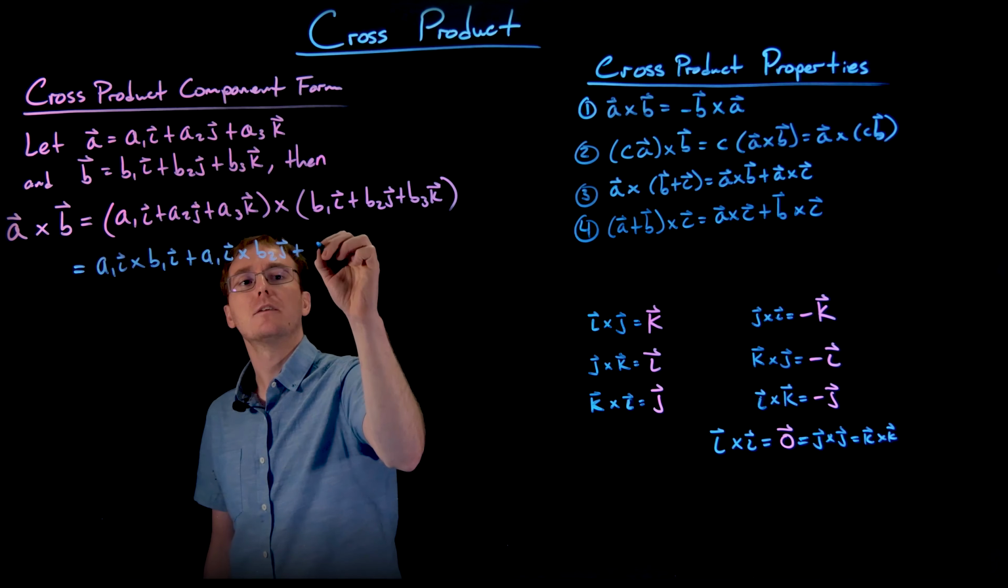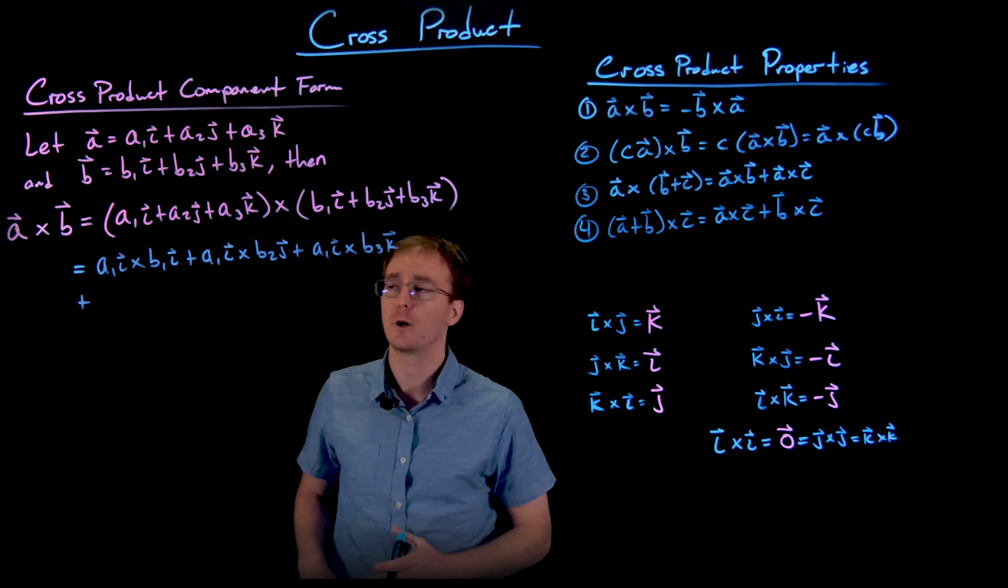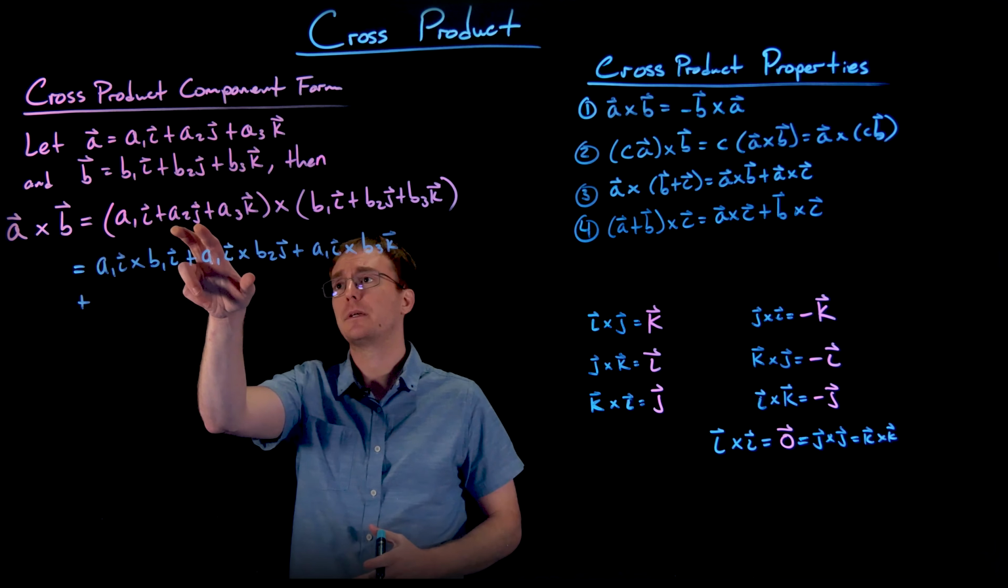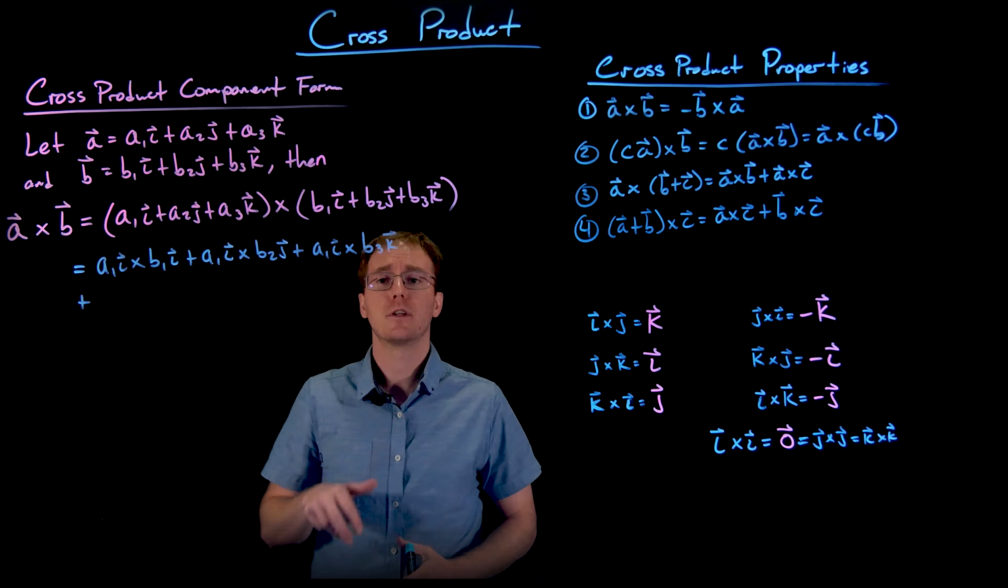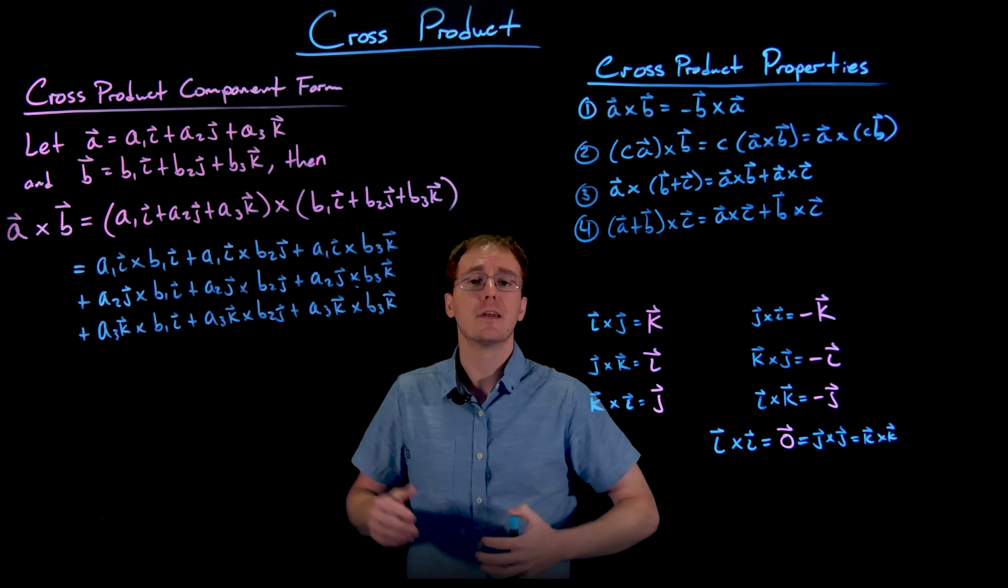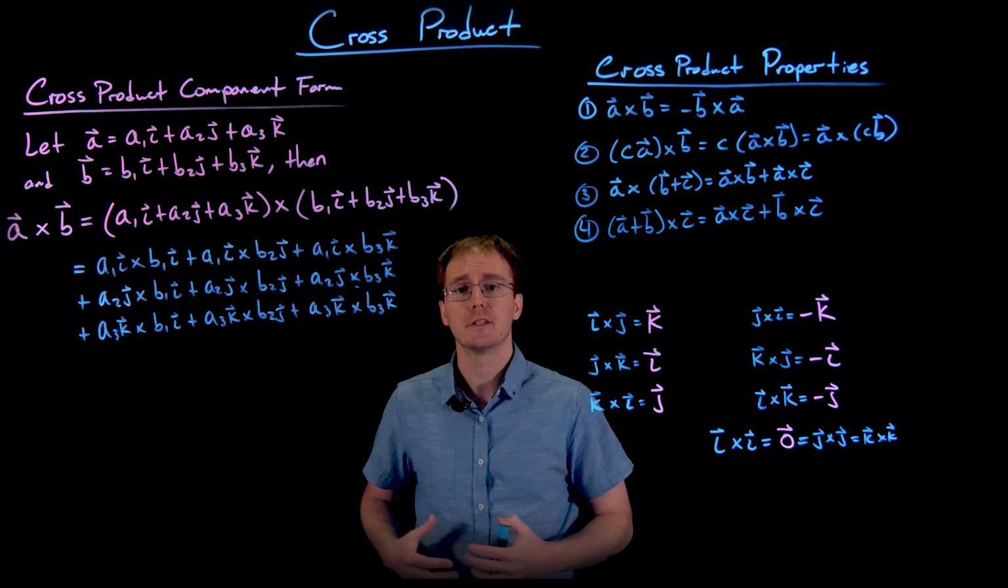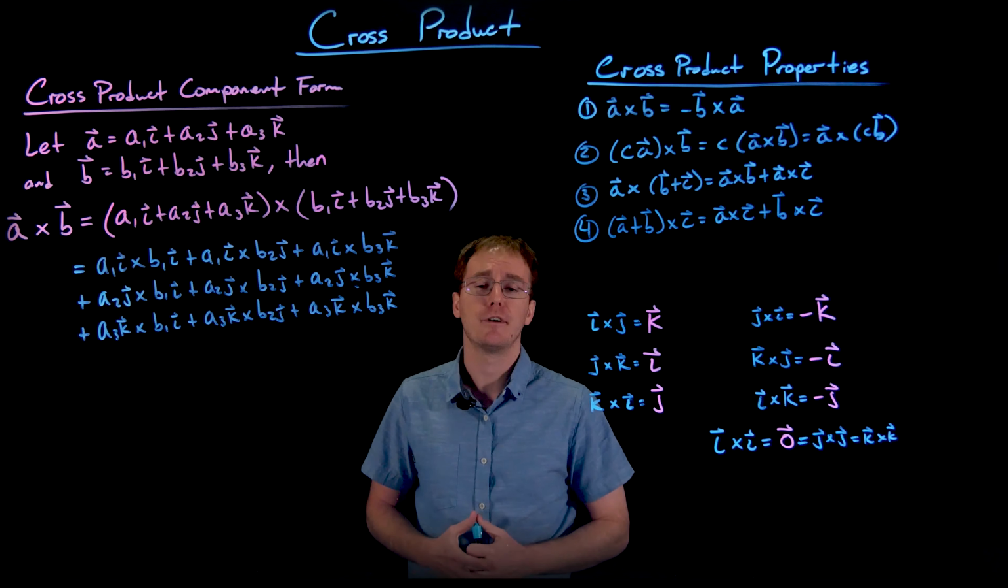All right, I'm going to do this over 3 lines. The first line is from distributing A1i throughout our second vector using the distributive property for cross products. The second line will be for distributing A2j, and the third line will be for distributing A3k. So a lot of distribution and expansion is going on here, but in the next couple steps, we'll be able to eliminate some of these terms and combine and simplify the rest of them.